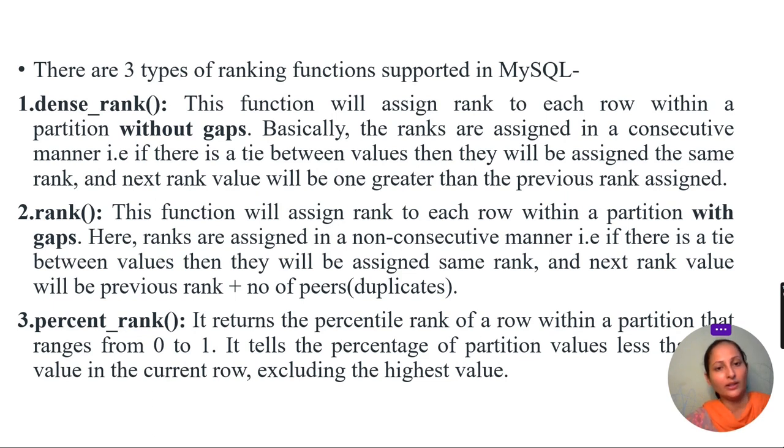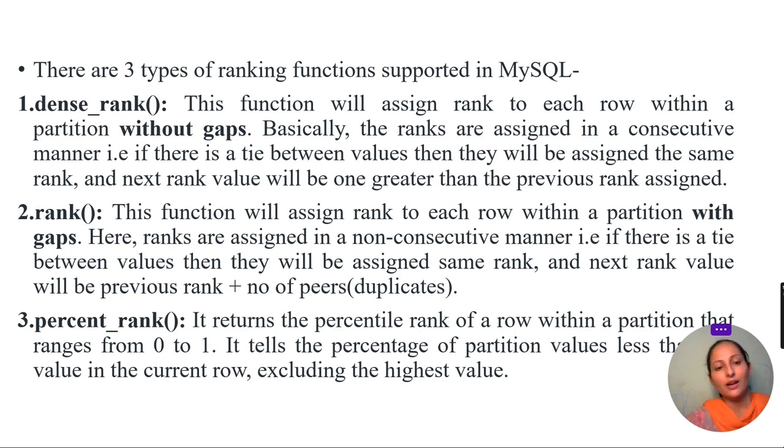Now, next one, rank. This function will assign rank to each row within a partition with gaps. Here, ranks are assigned in a non-consecutive manner. If there is a tie between values, they will be assigned the same rank, and the next rank will be the previous rank plus the number of peers, meaning the number of duplicates. So in this, the assignment of rank is with gaps, in a non-consecutive manner, meaning it's not a consecutive 1 2 3 4. If there is a tie, meaning some duplicate value, the previous rank plus the number of duplicates will be assigned to the next row.